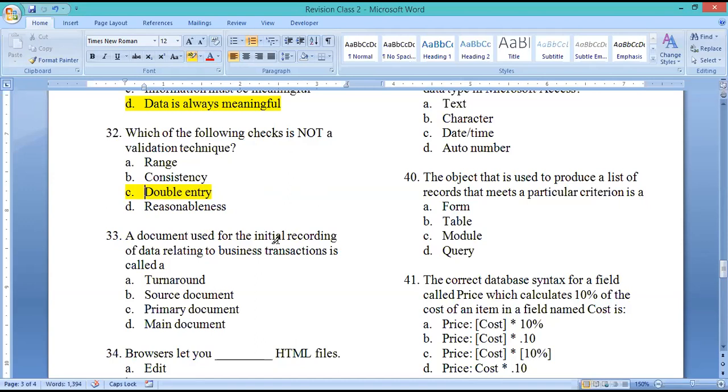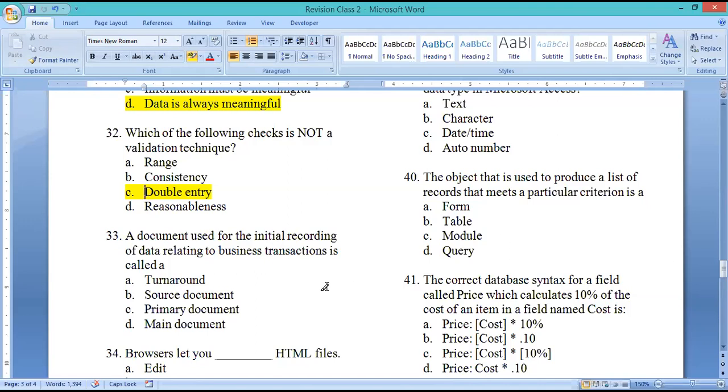Remember, you have verification checks and you have validation checks. There are two types of verification checks, double entry and proofreading. Those are verification checks. Validation checks, you have about eight of them: range check, consistency check, reasonableness check, data type check, length check, etc.